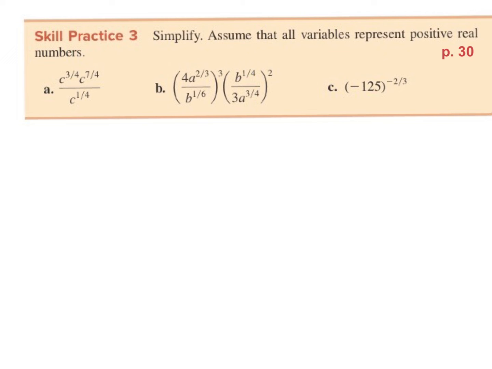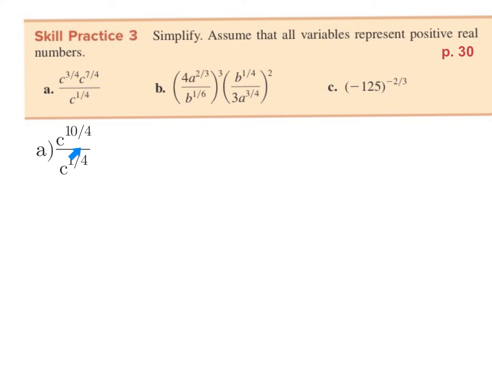So in this first one, remember, a fraction bar is a grouping symbol. It forces the top to be grouped together, the bottom to be grouped together. So what I would do is combine these. When you multiply exponents that have the same base, what do you do with the powers? Add them. So what is 3/4 plus 7/4? 10/4. Okay. So now I've simplified the top as much as I can.